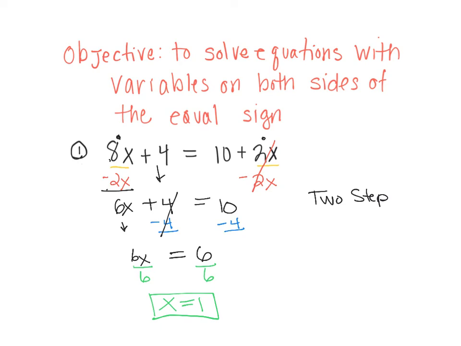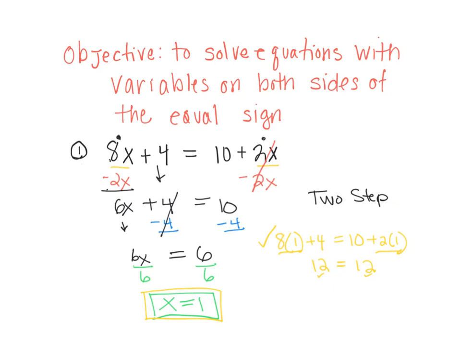Okay. Remember that we can always check our answers by going back to the original problem. And in place of the variable x, we would put in what we believe our solution to be, which is x equals 1. And then do the order of operations so that over here we would have 8 times 1 is 8 plus 4 is 12. And over here, multiplication first, 2 times 1 is 2 plus 10 is 12. And we can see that since the right side of the equation equals the left side of the equation, x equals 1 is our solution.